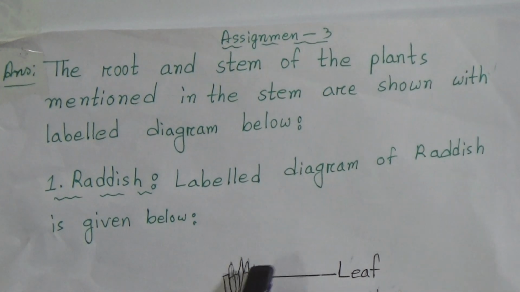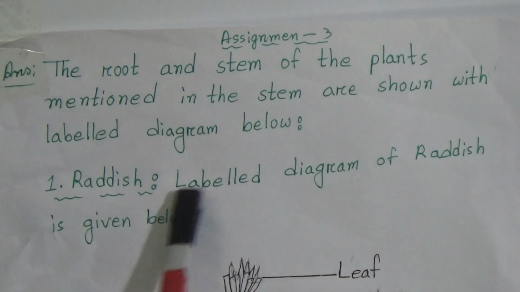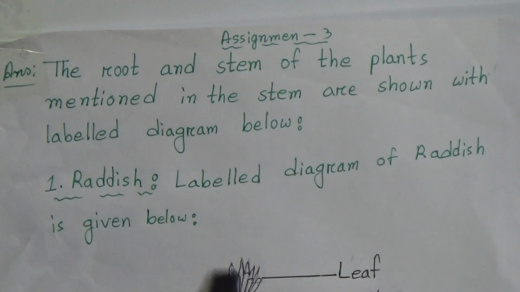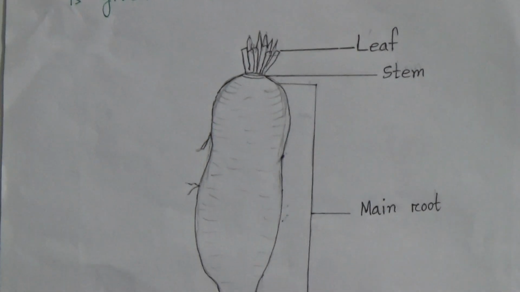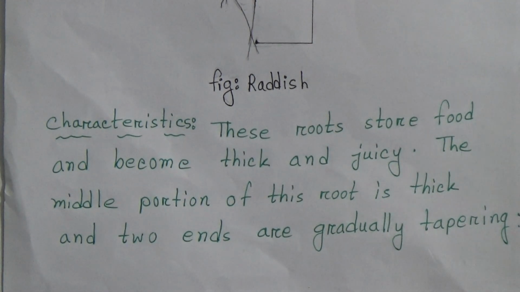Look at here, I have drawn here a radish figure. Label diagram of radish is given below, and I have labeled this radish. Here is leaf, here is short stem, and this whole thing is main root. This is modified main root. And then I have written here characteristics, and you have to write characteristics of this figure.